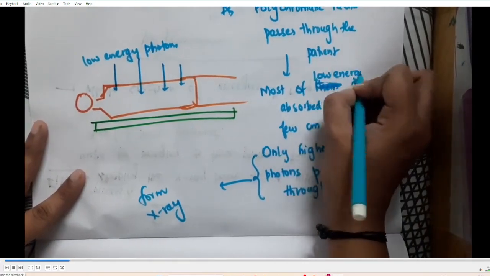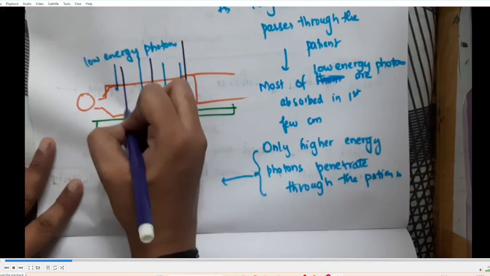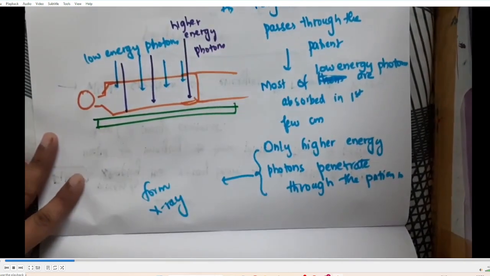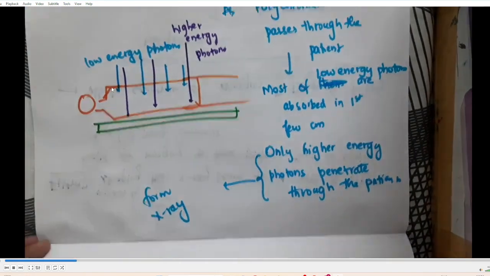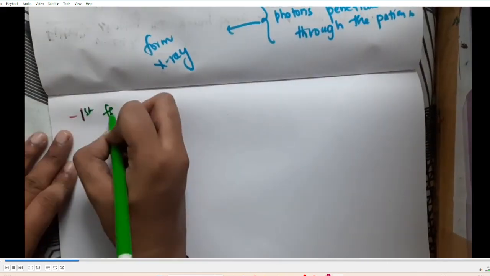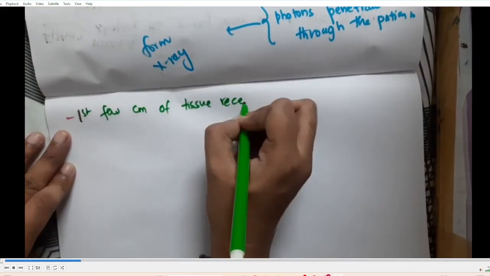Because the patient's radiation dose depends on the absorbed photons, higher energy photons can reach the radiographic image, whereas lower energy photons are absorbed by the patient's body. The first few centimeters receive more radiation than the rest of the body of the patient.